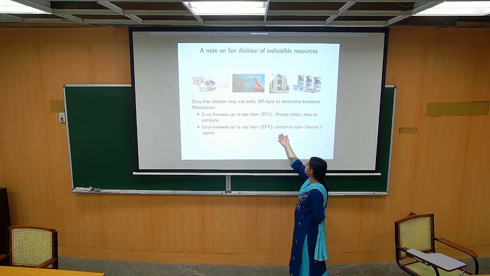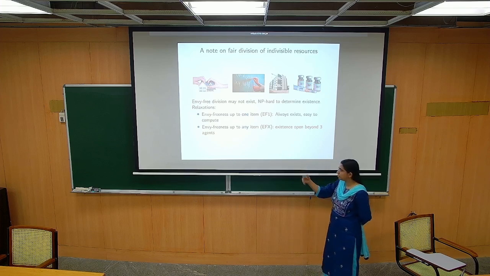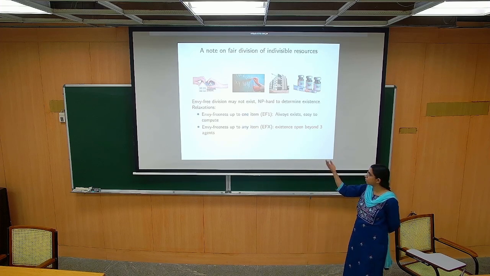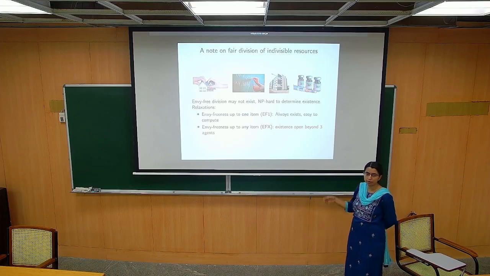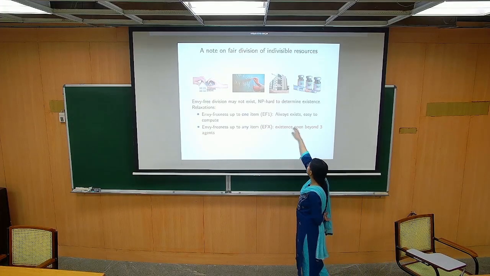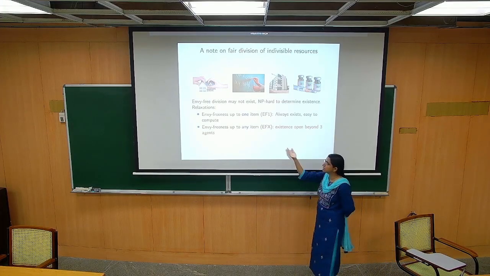NV-freeness up to one item. Every agent gets a certain set of items. But if an agent hypothetically removes one item from another agent's bundle, then the bundle value goes down and the agent is NV-free towards that agent. That is EF1, and it has nice properties, it always exists, it is easy to work with.